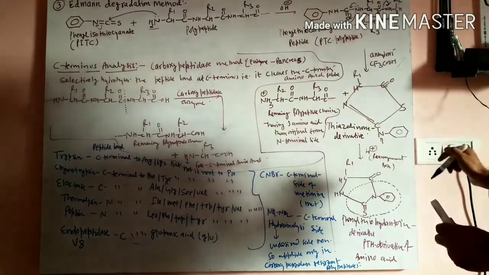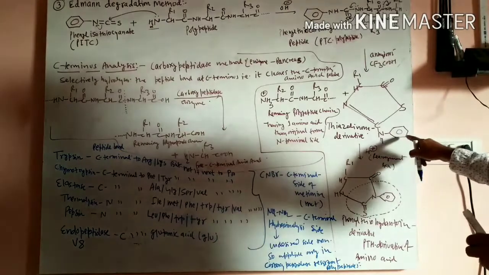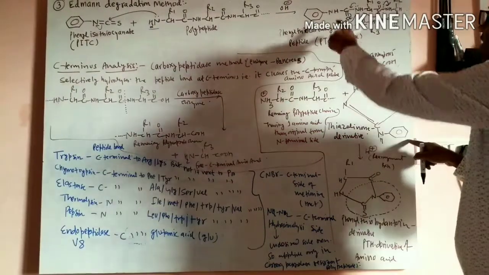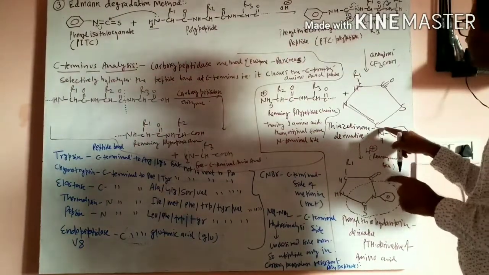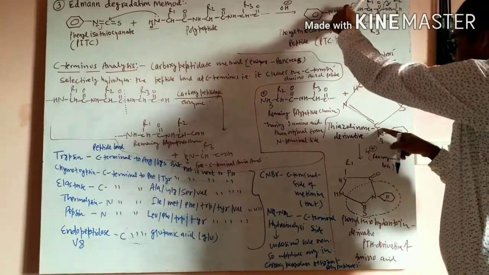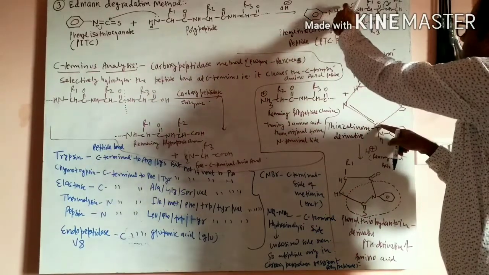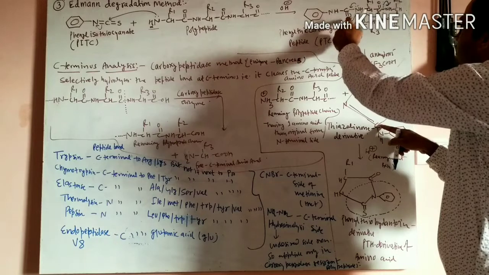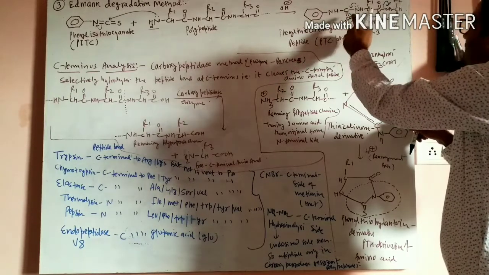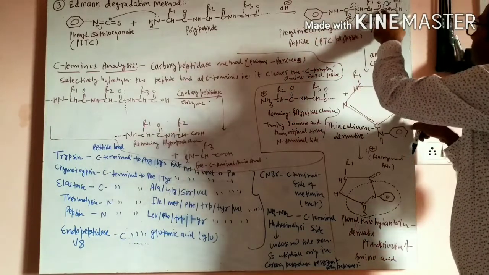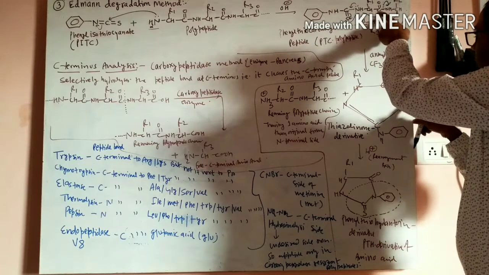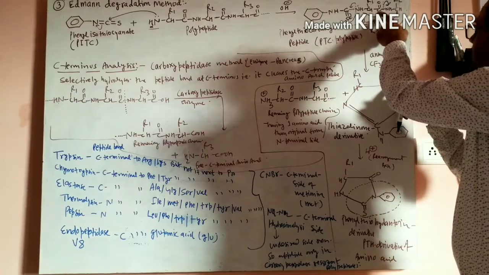So what will be the product? See, PH, this is the phenyl group. NH, this is the NH. This NH is linked with this C. This is the carbon. Now C double bond S is converted to C single bond S. This is C single bond S. And this S is attached to C double bond O.